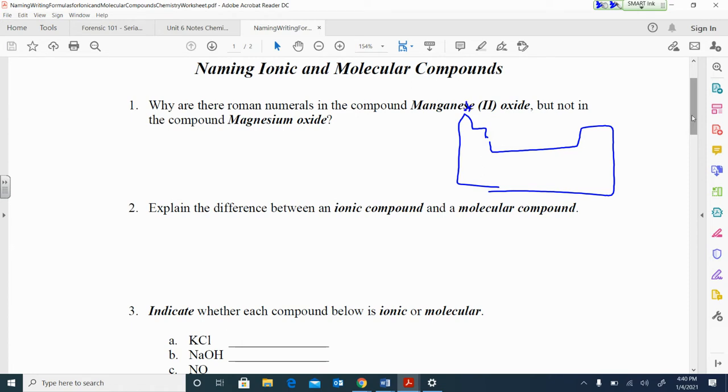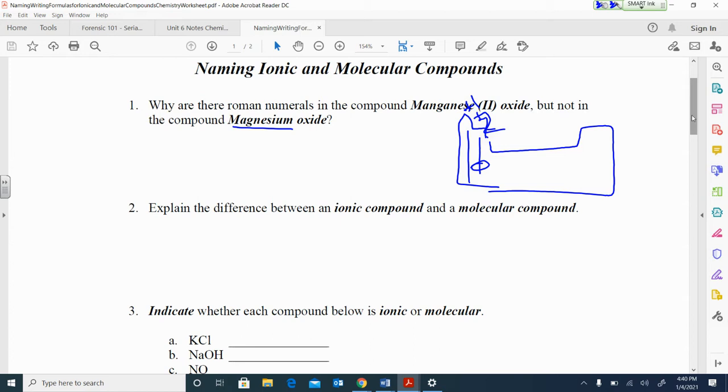Maybe better. Okay, so this first column is always a +1. This one's always a +2. Wow, it's still looking awful. So +1 or +2, if it's a metal in that column. So if it's a metal in that column, like magnesium is, magnesium's over here. Actually, it's a little higher up, but it's always a +2. So I don't need to write in magnesium's name that it's a +2, because if you were any kind of scientist doing this kind of work, you would know it's a +2.